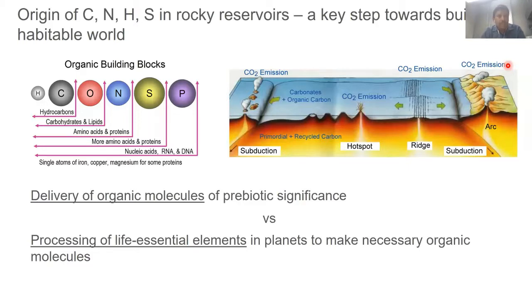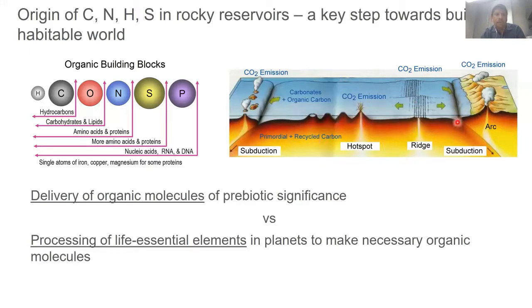The reason we are focusing on the rocky reservoirs of these planets is that the surface of our planets and the rocky portions of these inner solar system planets are in constant communication. Magmatism and volcanism in places like mid-oceanic ridges and hotspots in our planets releases life essential gases to the surface, whereas subduction or other modes of recycling sometimes sequester them into the interior.